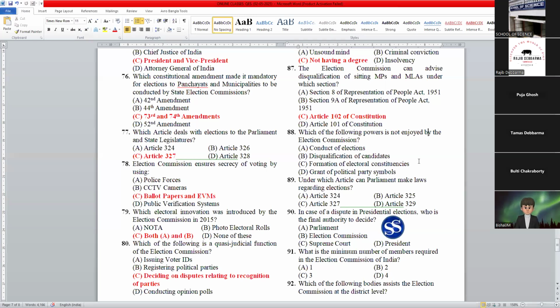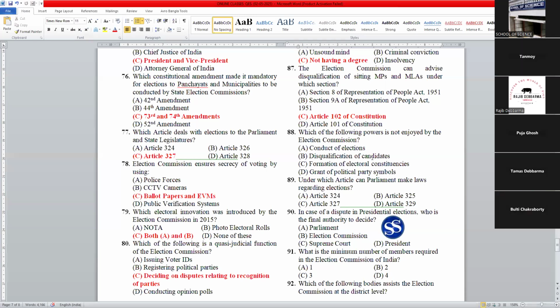Which of the following powers is not enjoyed by the Election Commission? Disqualification of candidates. Very good. It is the disqualification of candidates. Could you follow? Yes, sir. You should try to understand it.